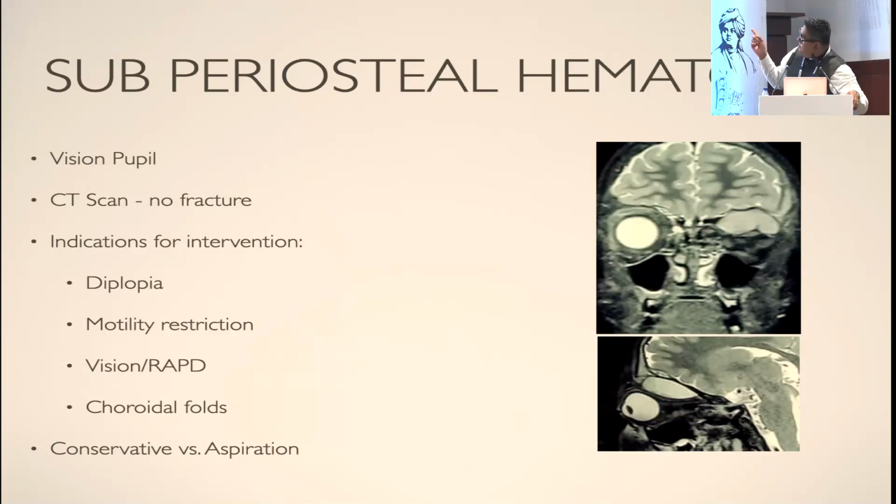Subperiosteal hematoma can present like this. The scan below, the parasagittal scan, is the classical appearance of a subperiosteal hematoma. You can see the fluid collection in the subperiosteal space. Indications for intervention, which would mean pushing a needle through that space and aspirating, would be diplopia that persists, motility restriction, reduced vision or gross choroidal folds. So in these cases, you want to aspirate.